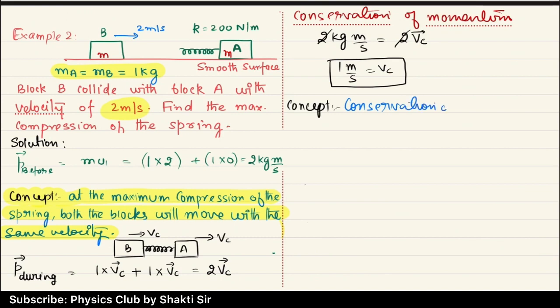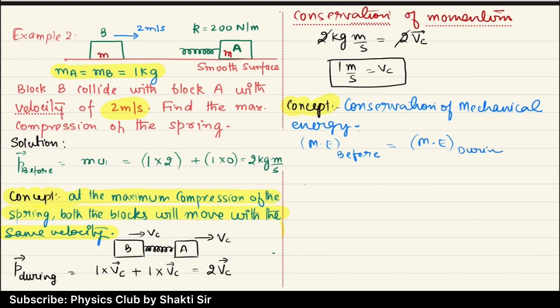In this concept we will conserve the energies before the collision and during the collision. Before the collision, the energy is total kinetic. So mechanical energy before collision is purely kinetic energy, and mechanical energy during the collision is kinetic plus, due to the compression of the spring, the elastic potential energy stored in the spring. So we will write the equation.